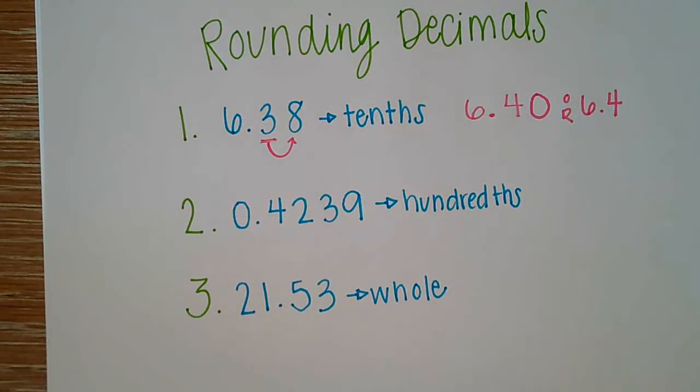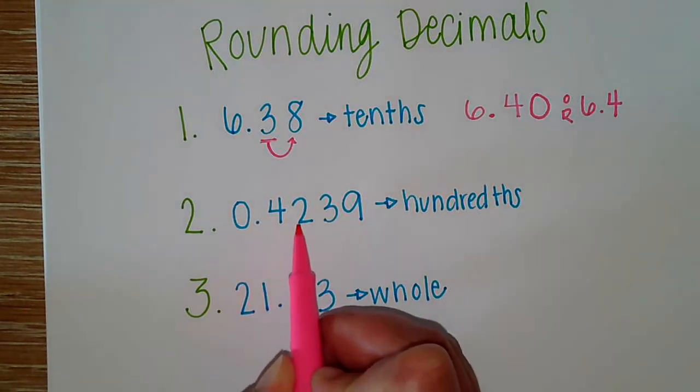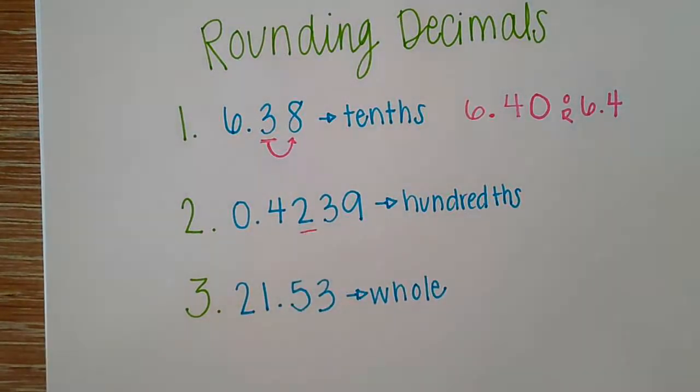Okay, let's try another one. It says 0 and 4,239 ten-thousandths, and we're rounding it to the hundredths place. So we go ahead and find our hundredths and underline it.